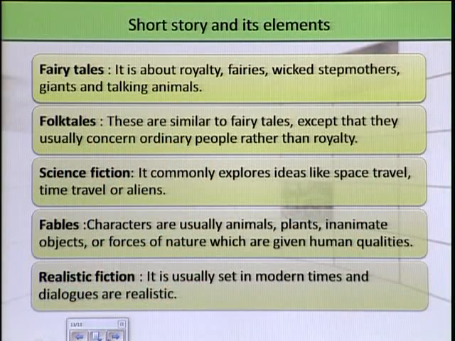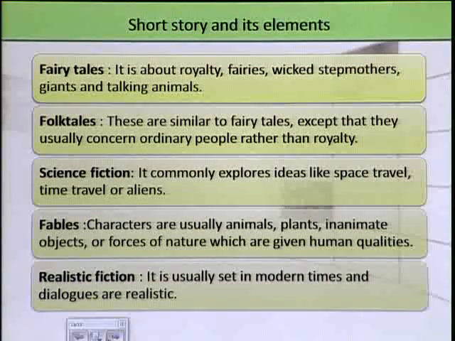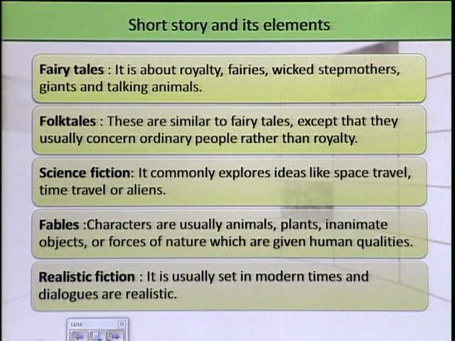Now, there are different types of short stories. The first is fairy tales. It is about royalty, fairies, wicked stepmothers, giants, and talking animals. And then we have folk tales. They are similar to fairy tales except that they usually are about ordinary people. They are not related to royalty.